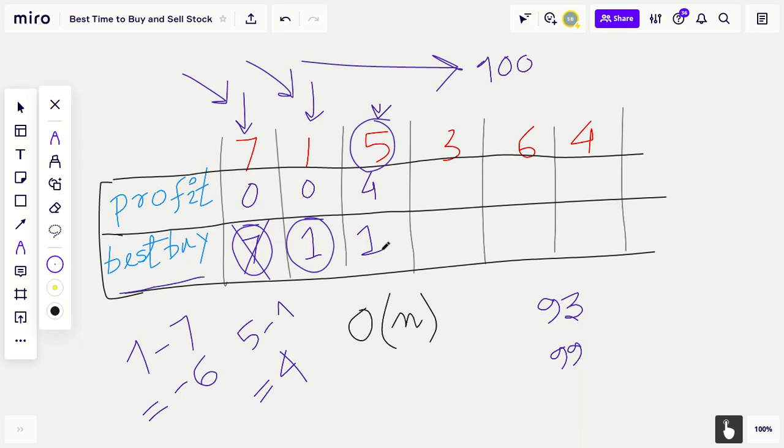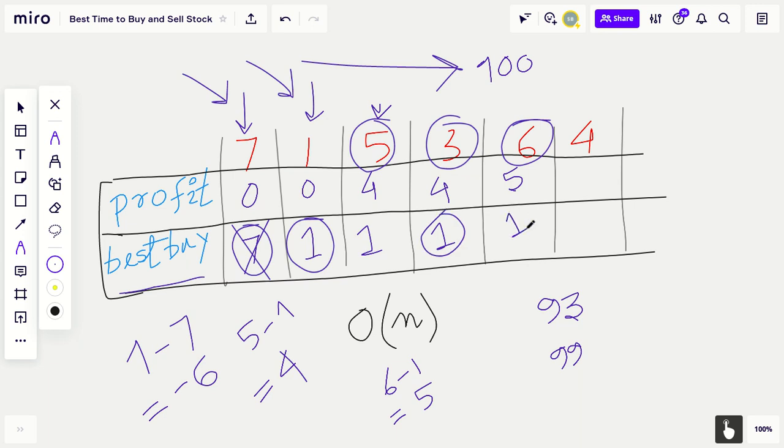Then consider 3. 3 minus 1 is 2, but we already have a higher profit, that is 4. So 4 stays over here and 1 is still there because 3 is greater than 1, so we are not considering 3. Next comes this one, so 6 minus 1 gives you 5. Is 5 greater than 4? Yes. So update the profit value, and between 6 and 1, which one is smaller? Still 1, right? So 1.